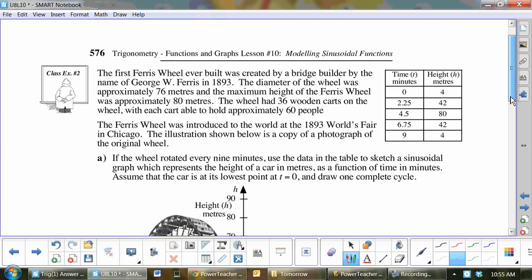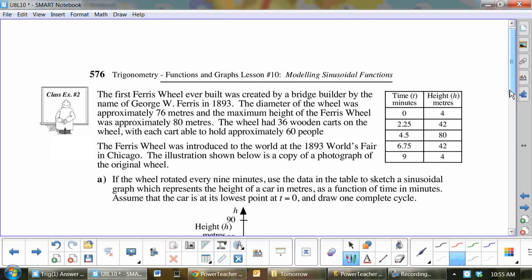Okay, now we're going to get into a little bit of a history lesson. The first Ferris wheel ever was created by a bridge builder by the name of George W. Ferris in 1893. The diameter of the wheel was approximately 76 meters, and the maximum height was approximately 80 meters. The wheel had 36 wooden carts, and each cart could hold approximately 60 people. Not making it up. The Ferris wheel was introduced at the World's Fair in Chicago in 1893. The illustration shown is a copy of a photograph of this original wheel.